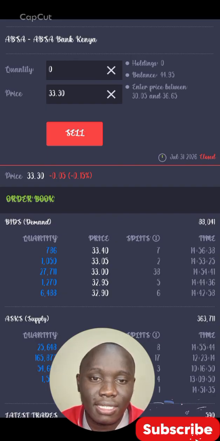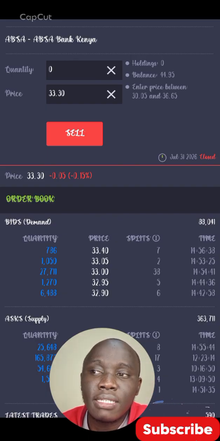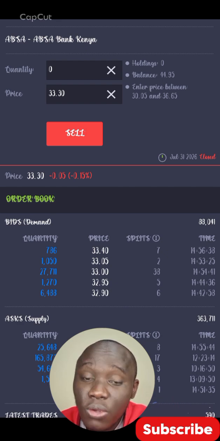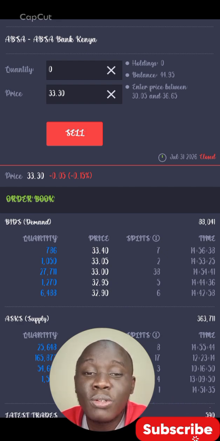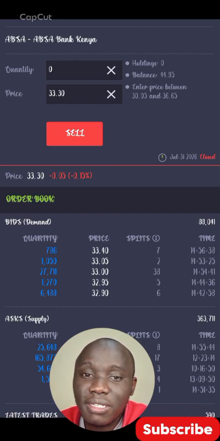The same as shares. The market price is at 33.30, but we una insist kuuza on 36.65. Hakuna mtu atanunua kutoka kwako, utaenda nazo nyumbani. You will not get someone to buy those shares, so that order will not go through. That is the risk of taking 36.65.